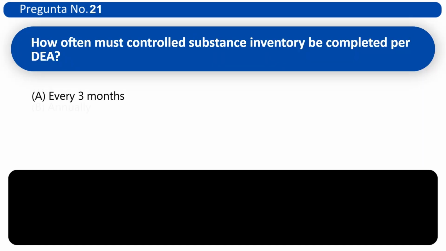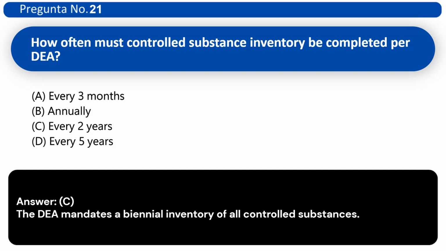How often must controlled substance inventory be completed per DEA? A. Every 3 months. B. Annually. C. Every 2 years. D. Every 5 years. Answer C. The DEA mandates a biennial inventory of all controlled substances.